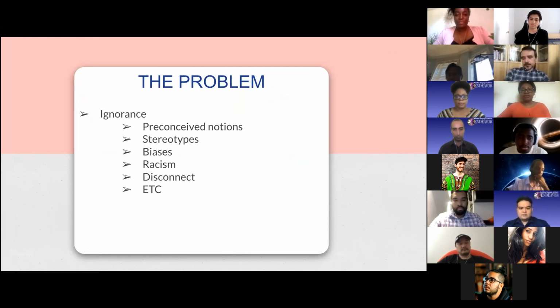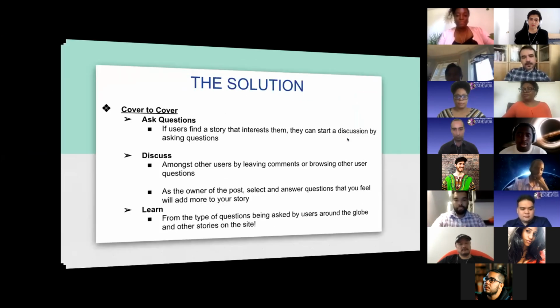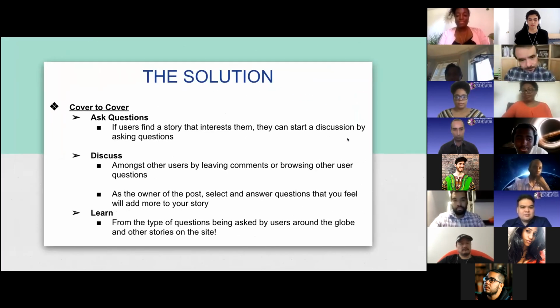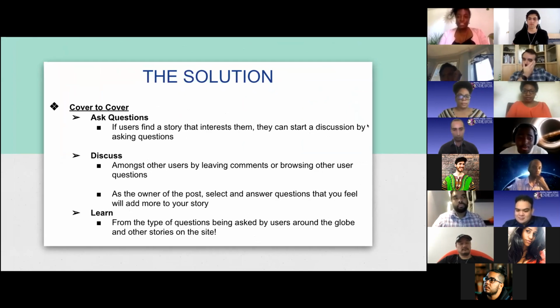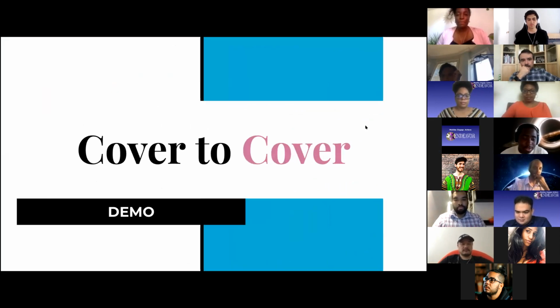Dante, you want to let them know our solution? Hello, the solution is Cover2Cover. Ask questions. If users find a story that interests them, they can start a discussion by asking questions. Discuss amongst other users by leaving comments or browsing other user questions. As the owner of the post, select and answer questions that you feel will add more insight to your story. And from that, we can learn from the types of questions being asked from users around the globe and other stories in the site. And now I'd like to start the demo of our app.